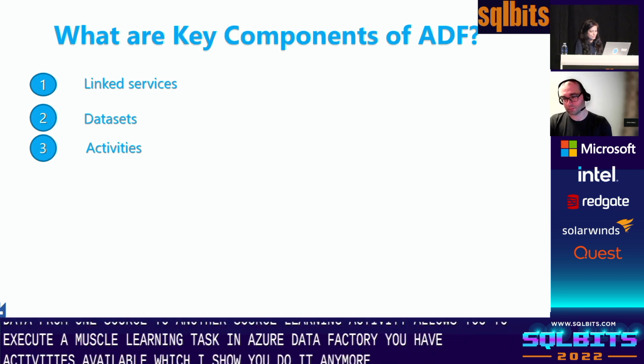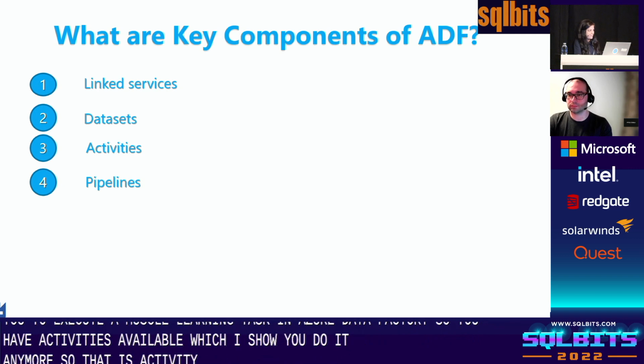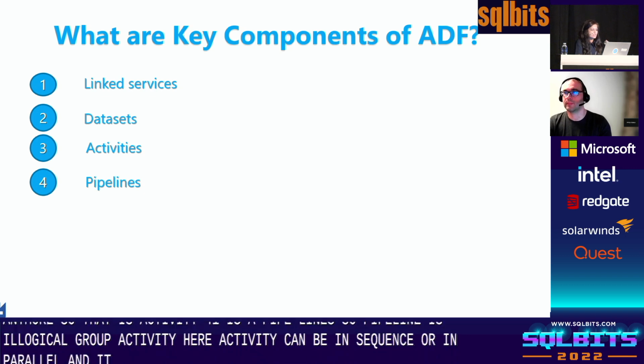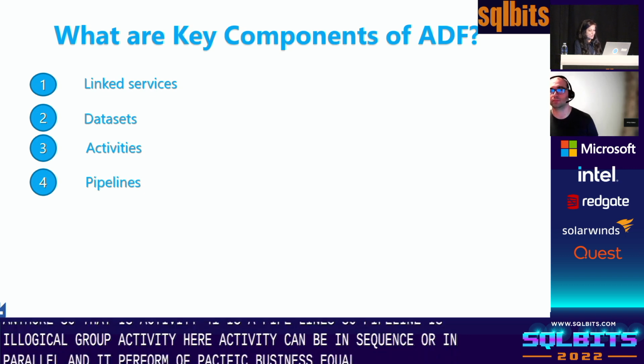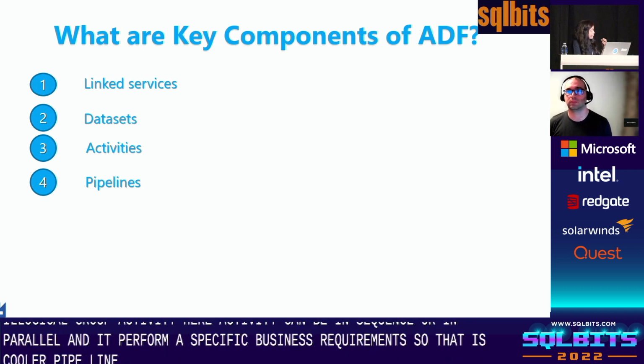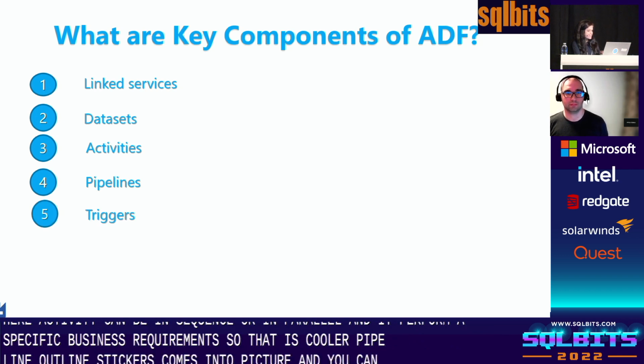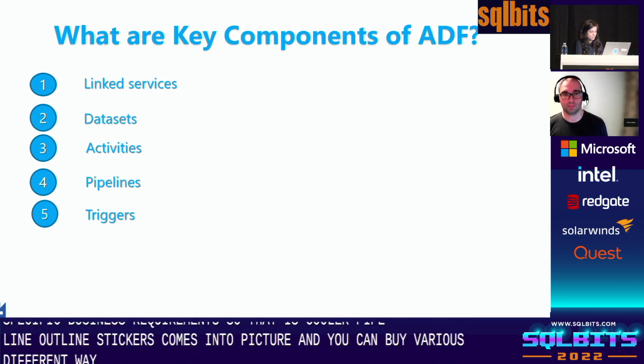So that is activity. The fourth one is pipelines. A pipeline is a logical group of your activities. Here activities can be sequential or in parallel, and they perform a specific business requirement. So that is called a pipeline. Once you have a pipeline ready, someone needs to call your pipeline. So triggers come into the picture, and you can trigger it in various different ways, which we'll show later in this session. So these are the 5 main components.